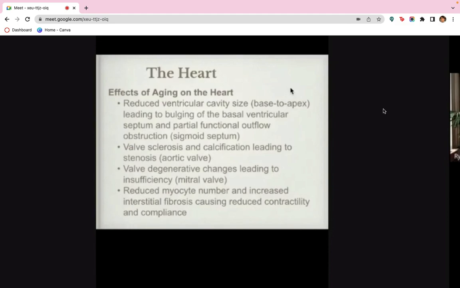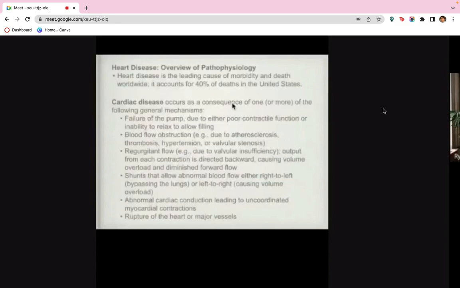We have your valve sclerosis and calcification leading to stenosis. We have your valve degenerative changes leading to insufficiency. And of course, we have your reduced myocyte number and increased interstitial fibrosis causing reduced contractility and compliance. So habang tumatanda yung ating puso, nagkakaroon tayo ng decrease in contraction, kasi nagkakaroon na tayo ng decrease in number of cells, nag-i-increase tayo in the cellular shape and cellular size.